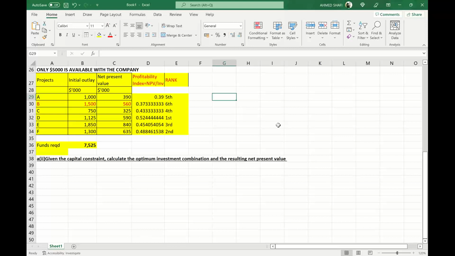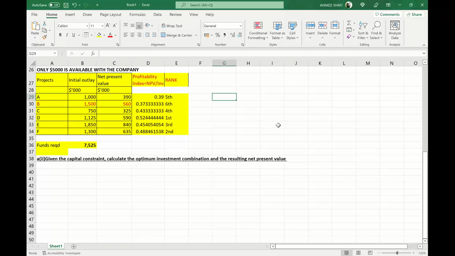So the scenario is calculate the optimum investment combination. The background was that there are 6 projects under consideration. One project's NPV was not known, so we calculated it. So when 6 projects under consideration all have positive NPV, we should go towards all of them. But the problem is we don't have enough cash. All projects require investment of 7,525. We only have 5,000. This is shortage.